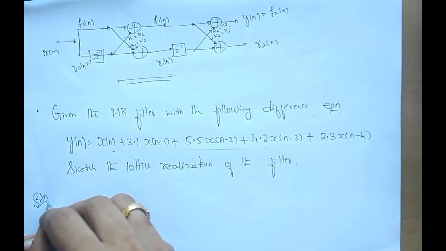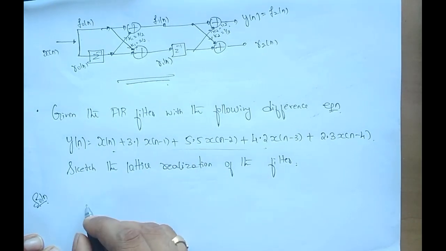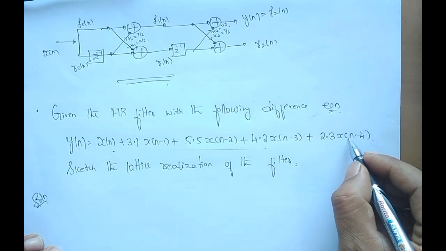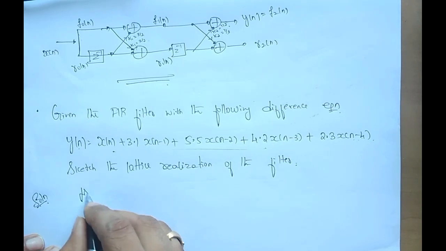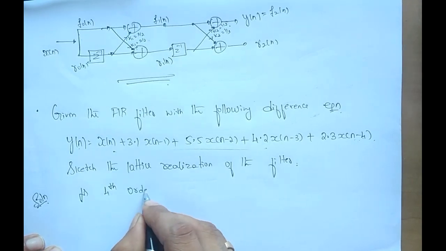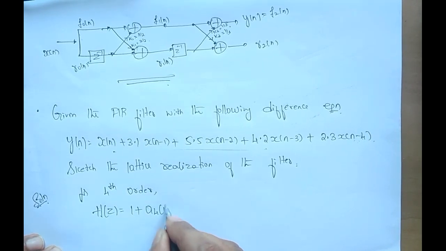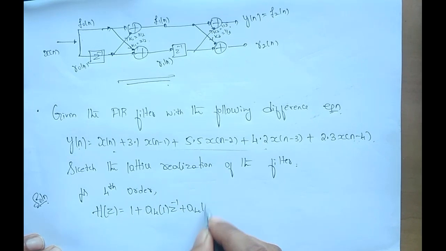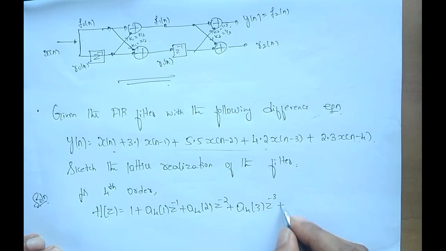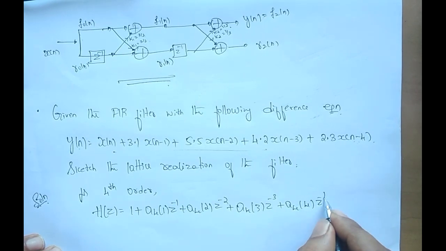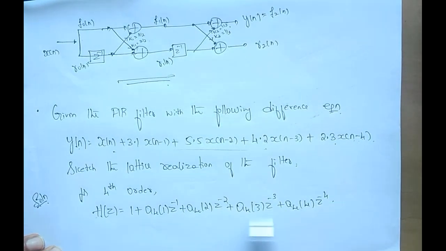Okay, solution. Now this is given in the form of a difference equation, I have to convert this into H of z form. Since it is a fourth order, how did I say that it is a fourth order? Because the maximum delay I have is 4. So for fourth order, the system function is of the form H of z is equal to 1 plus a 4 of 1 z power minus 1 plus a 4 of 2 z power minus 2 plus a 4 of 3 z power minus 3 plus a 4 of 4 z power minus 4. Now I have to convert this difference equation form into the system function form.